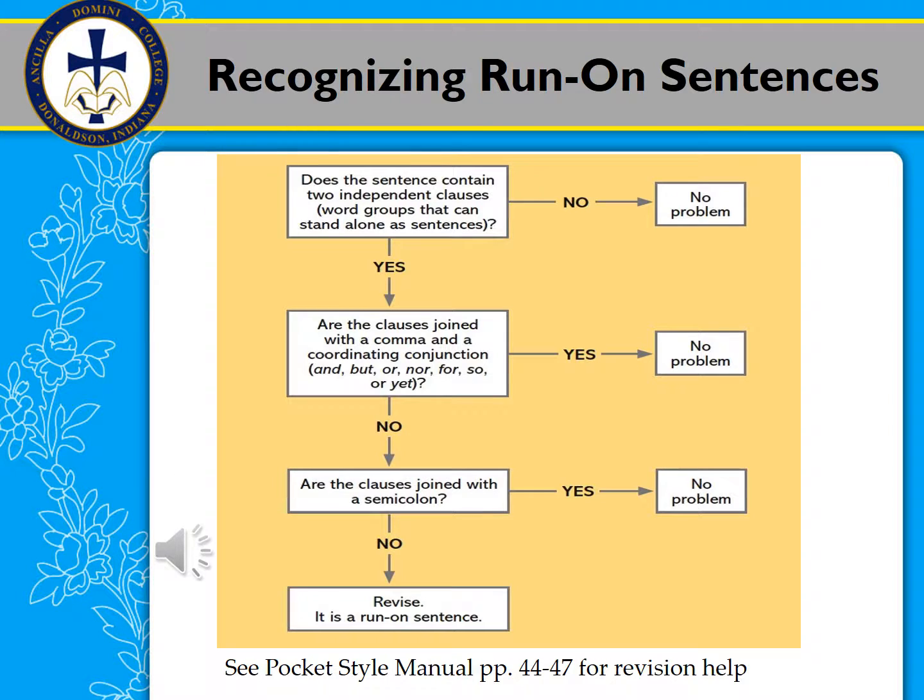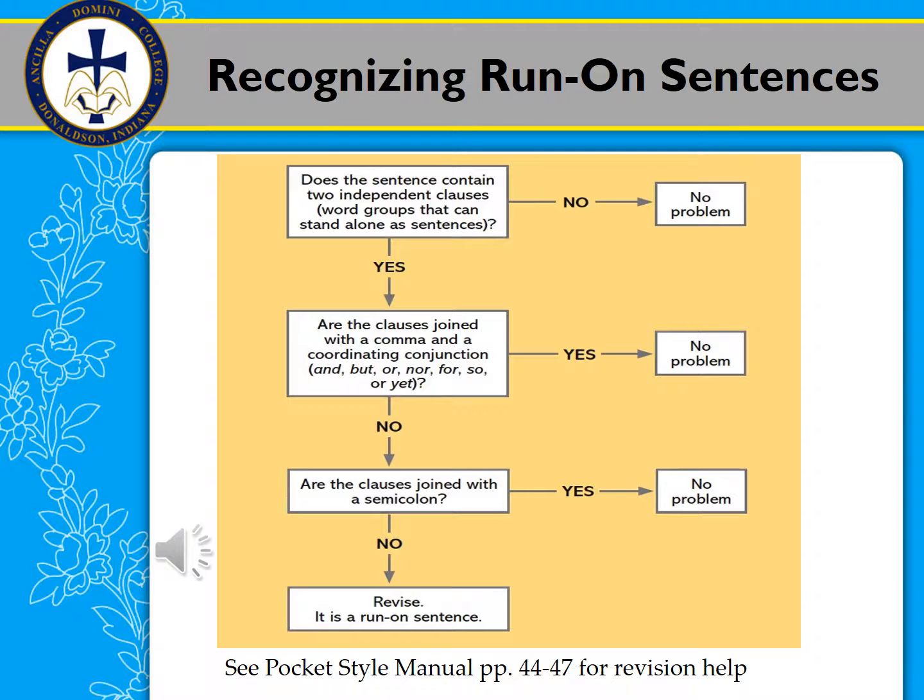All right, we have another handy flowchart to look at here on how to recognize run-on sentences. This will also lead us into talking about comma splices in a moment. So we ask ourselves the first question: does a sentence contain two independent clauses, word groups that can stand alone as sentences? If no, then no problem. The sentence might have other issues, but we know it's not a run-on. If the answer is yes, we move down and ask: are the clauses joined with a comma and a coordinating conjunction?